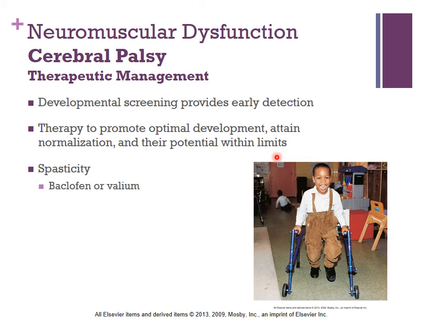Spasticity, as far as treatment for that, you'll see that they'll be on a baclofen pump a lot of times, or they may have Valium. Both of them are antispasmodics. So they may either have a pump, like literally it's the actual pump that they wear, baclofen for antispasmodic, or they'll get doses of Valium to help with any spasms.